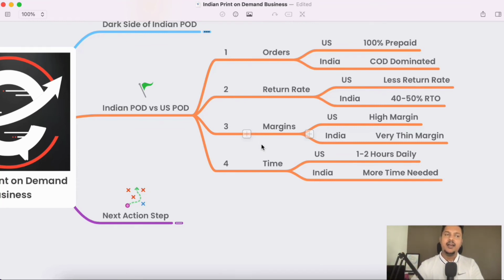Then when I shifted to the US, I saw a major difference, because I don't need to worry about cash on delivery orders. I don't need to worry about cash flow issues. I don't need to worry about managing returns. I got a lot of leverage, and the time I was spending on the business reduced a lot. Most importantly, margins are high in the US. That's why I don't recommend Indian POD. If you're starting out, or if you're on a budget, I would highly recommend you go with US POD. If you have a lot of budget and investment to put in, then you can definitely go with Indian POD.